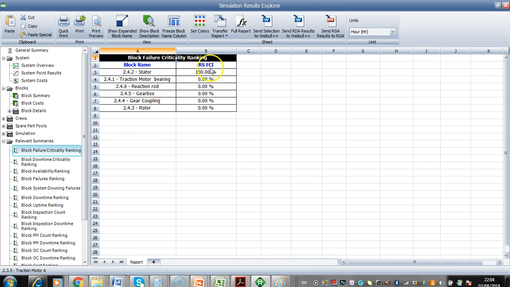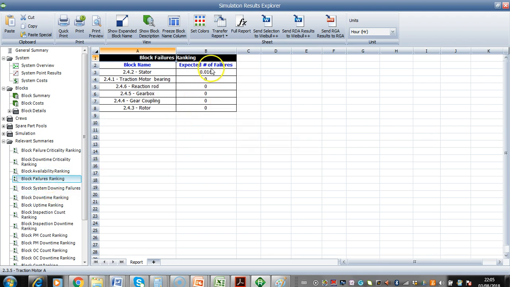In terms of failure criticality index, the stator is the one that's more critical. In terms of downtime critical index, the traction barrier is the one that's more responsible for downtime. Block availability rank, you can see at the bottom, is the traction motor bearing. Because of that, if I want to improve the traction motor operation availability, I need to start with the traction motor bearing, then improve the gearbox, and go up through each piece of equipment.